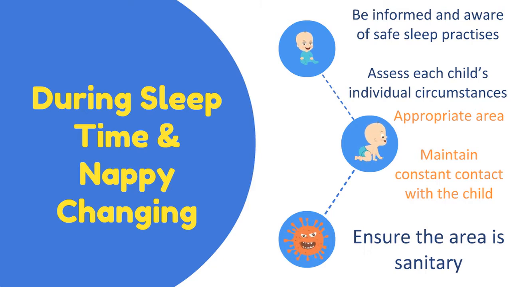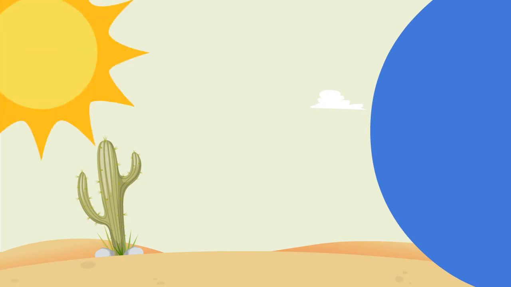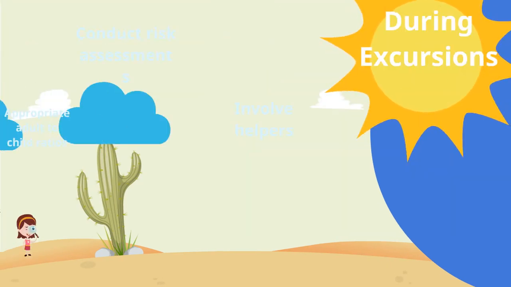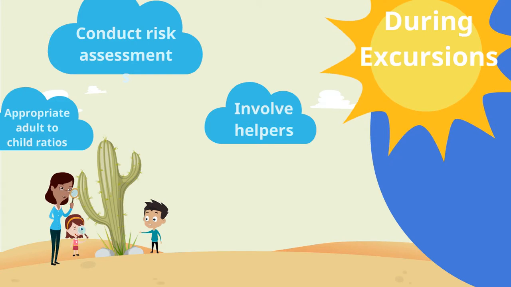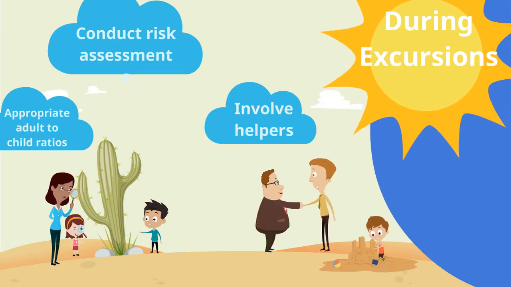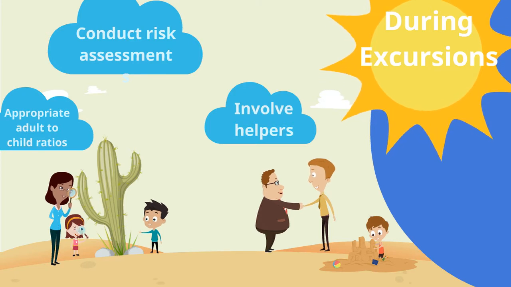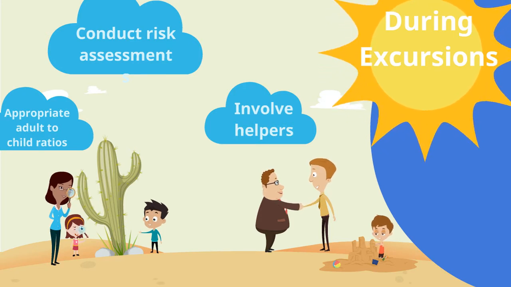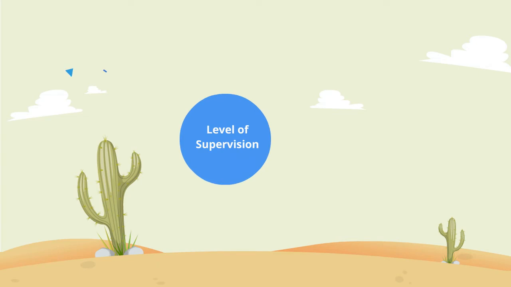Excursions can be tricky when it comes to supervision, as there are so many outside influences and potential hazards. During an excursion, educators must ensure they align with appropriate child-to-adult ratios and involve parent helpers where necessary. Ratios should be decided during risk assessment. The level of supervision required may change depending on the circumstance.